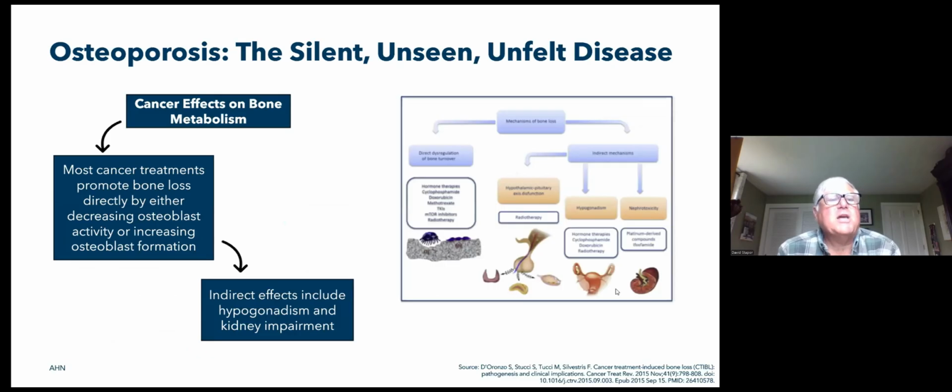Cancer. Most cancer treatments promote bone loss either directly by decreasing osteoblast activity or bone formation, or increasing osteoclast formation. That should be osteoclast there. Indirect effects include hypogonadism and kidney impairment. I will tell you this: with many of the cancers, and the cancer people will tell you about this, once you're diagnosed with a cancer, the inflammatory response of the cancer to your system produces bone loss, increased bone turnover, before any cancer treatment is started. And that includes immunotherapy or chemotherapy.